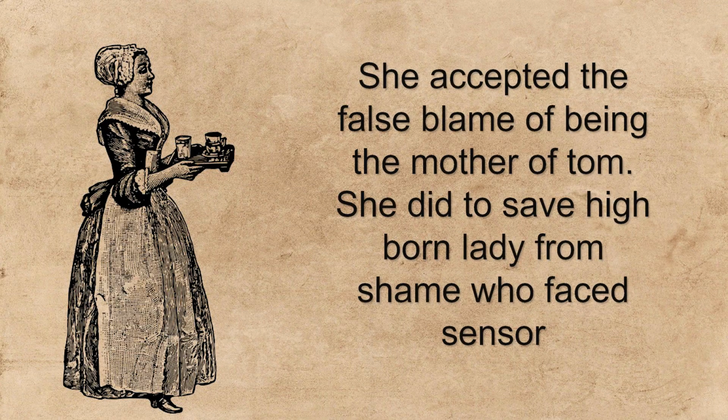So already a kind of tragedy has happened. Already something that will let this person be killed by someone in the 18th century surroundings. That is the fate before her. But we are not told anything about her in the novel for a large number of pages. She did it. She accepted the false blame of being the mother of Tom. She did it to save from shame the high-born lady who faced censure. It would have been a big scandal.